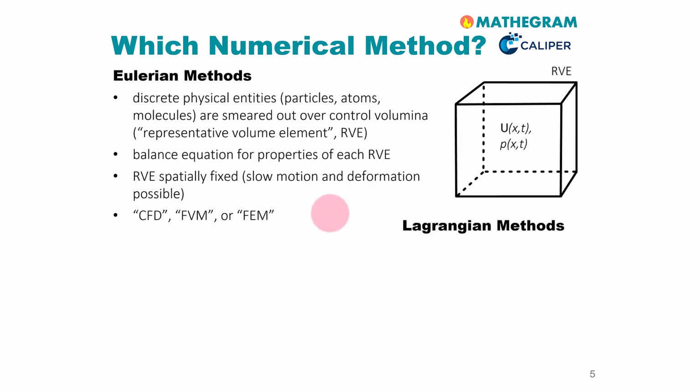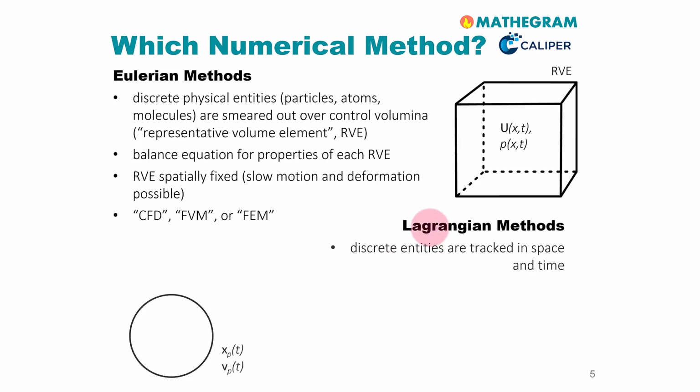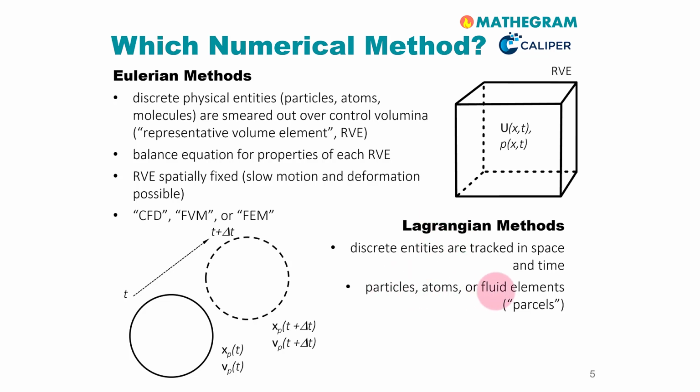In contrast to Eulerian methods, there is the big group of Lagrangian methods. Here, discrete entities are tracked in space and time. For example, we are interested in predicting the change of the particle's position xp and the particle's velocity vp over a finite time step delta t. Lagrangian methods track particles, atoms, or fluid elements. If we do the latter, we typically call the particles parcels. They are also called mesh-free methods because the moving particles are essentially the computational mesh to evaluate the physical properties. The discrete element method or the smoothed particle hydrodynamics method are prime examples of this group of methods.